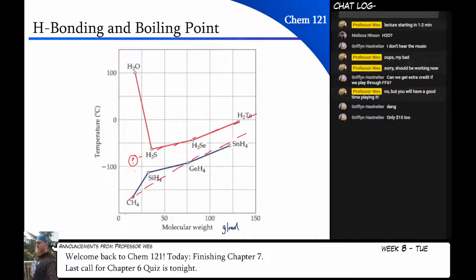But you'll notice here that where I put the little question mark is where water should go if the only thing affecting boiling point was its mass. So instead of 100 degrees Celsius, it would boil at like negative 100 degrees. And that would make for a very chilly shower in the morning, right?